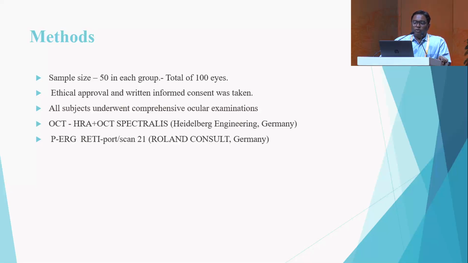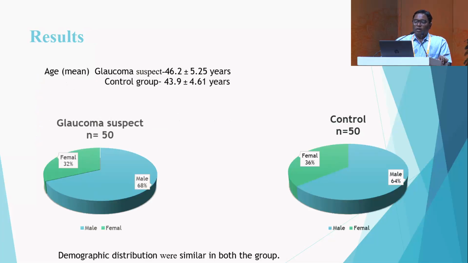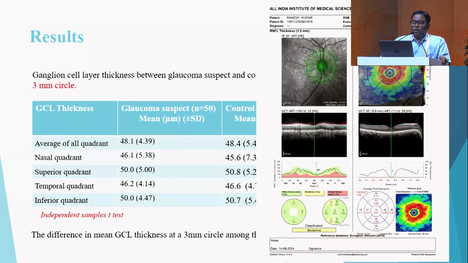For OCT, we used the HRA plus Spectralis OCT of Heidelberg, Germany, and for pattern ERG, we used the RETIport scan 21 of Roland Consult, Germany. Regarding the results, the demographic distribution was similar in both groups. This is the unique part of this study, where we compare the GCL thickness in two zones, that is the central 3 mm zone and the peripheral 6 mm zone.